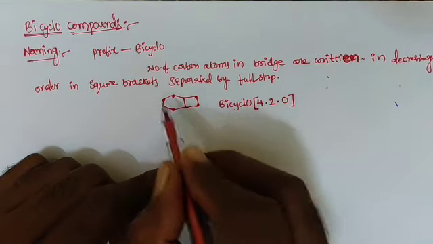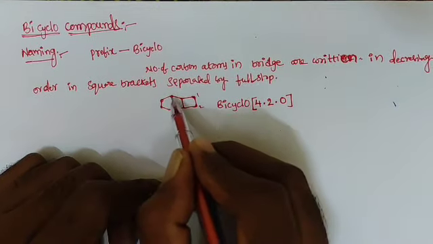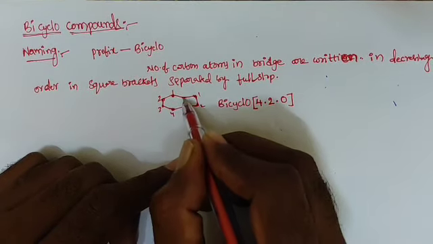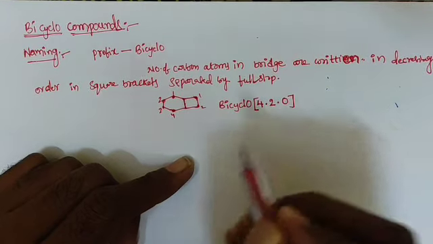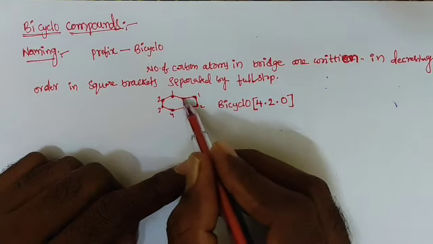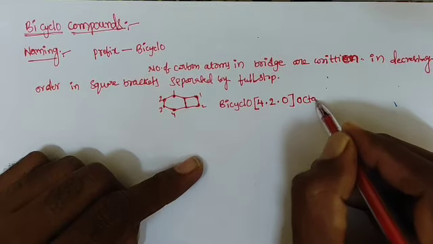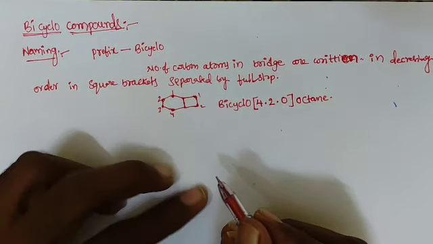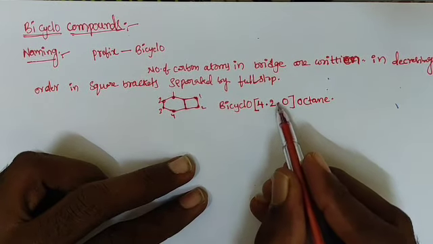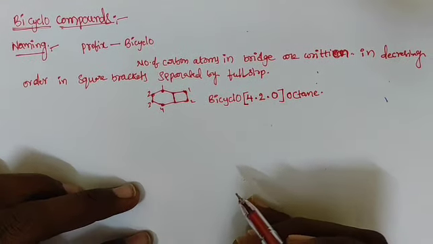What is that 0? 4 means these 4 carbon atoms, 2 means these 2 carbon atoms, and 0 means this bridge has no carbon. Total number of carbon atoms is 8, so the root word is octane. This is bicyclo 4.2.0 octane, the name of the bicyclo compound.